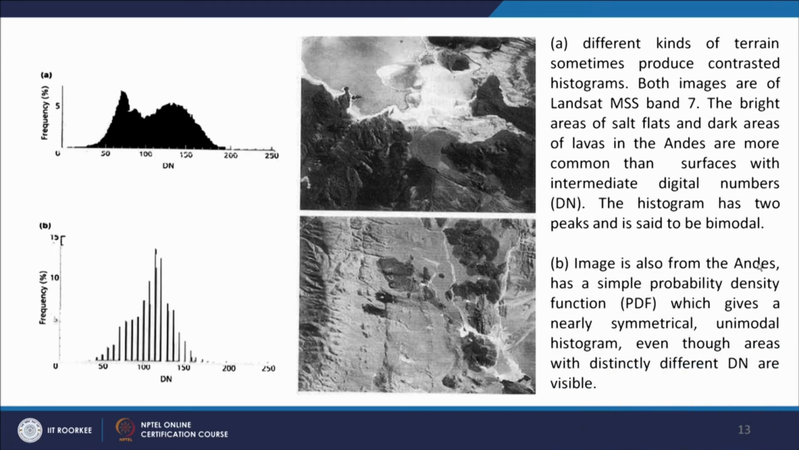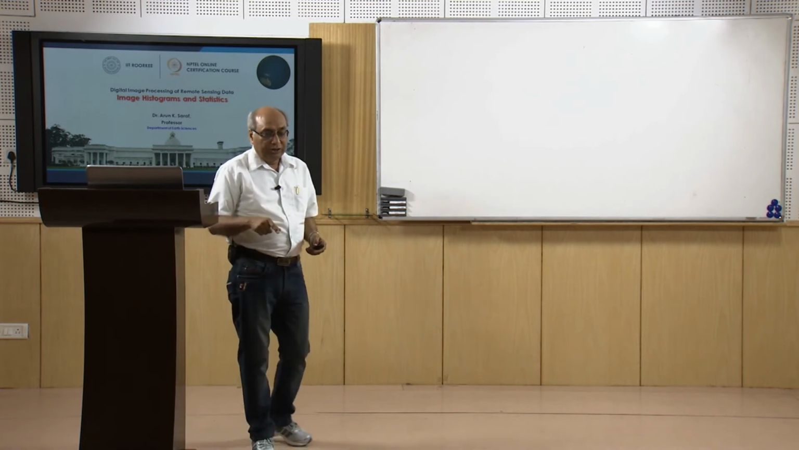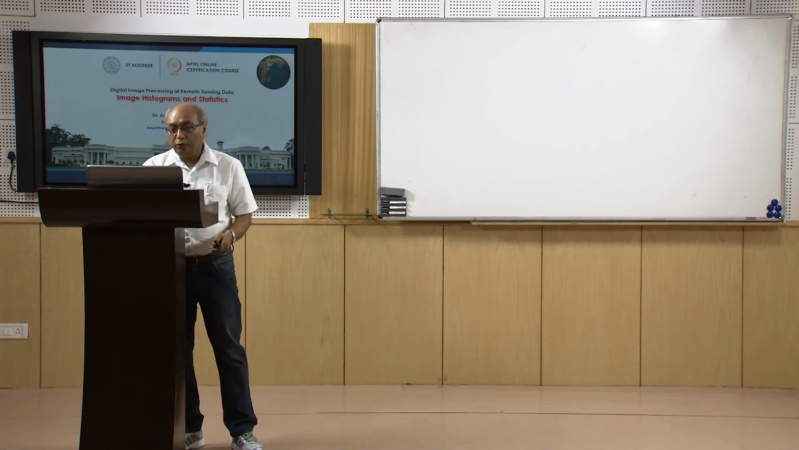And then this image, which belongs to the Andes mountains, has a simple probability density function, which gives a nearly symmetrical unimodal histogram, even though areas with distinctly different DN values are visible. So a histogram can tell a lot about an image, and it can also indicate what kind of image processing techniques would be required. That is why it is important to understand this first before we go for any image enhancement techniques.